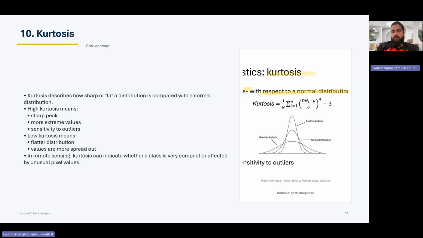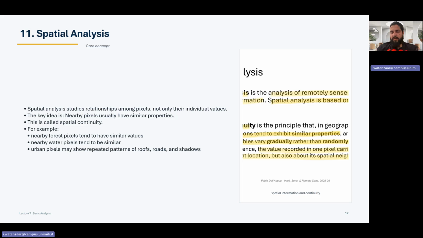So we are looking mainly for the sharp or flat distribution with the normal. High represents a sharp peak, or low represents the flatter distribution. And it's mainly caused, the higher peaks, by the unusual values of the pixels.